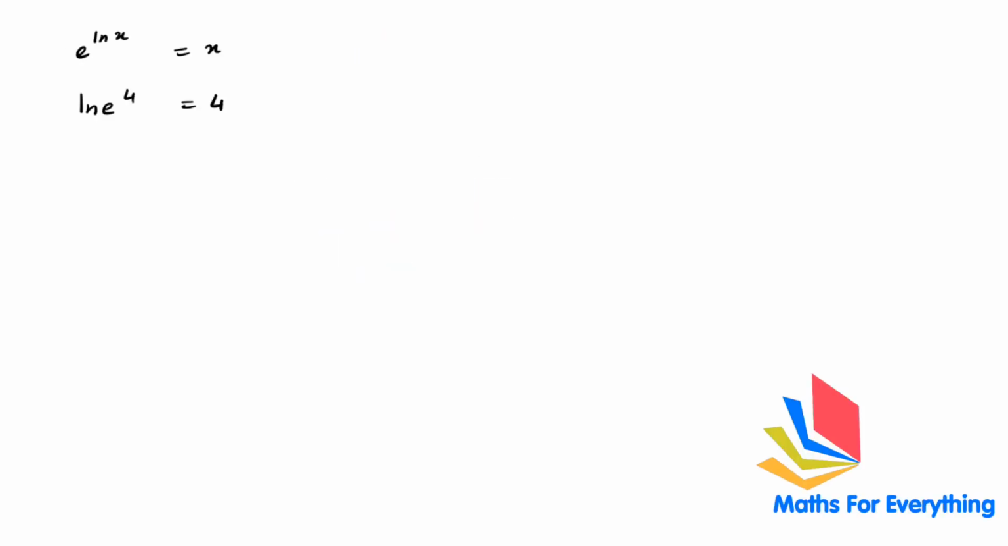Before we start solving examples, this is a very important thing you need to know: e and ln are inverse of each other, so they cancel each other out. If you have e to the power of ln x, the answer is going to be x, as the e and the ln get cancelled out. Ln e to the power of 4, ln e will get cancelled out, and the answer is going to be 4. Now we are going to solve a few questions from the past paper and a few other examples.